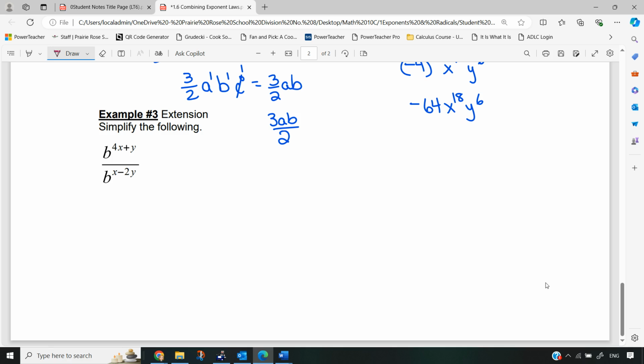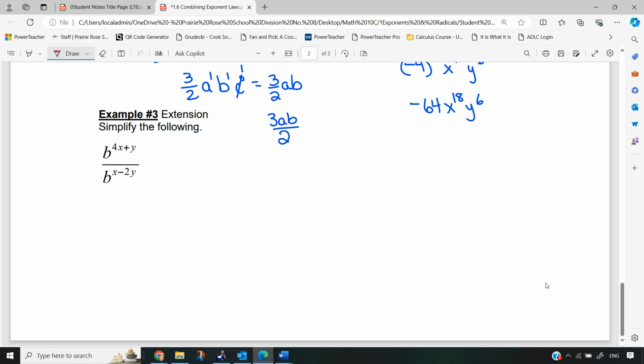Now we're going to take a look at one final example, which is actually an extension. It goes beyond what we would typically be doing in grade 10, but I just want to show you that you can apply these exponent laws at a higher level and still get the same answer. It doesn't matter whether your exponent is a number, a natural number, a whole number, an integer, or whether they're variable expressions. We can still follow those same rules.